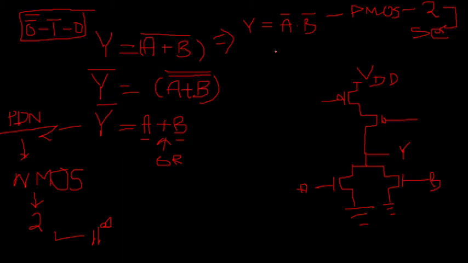So for pull-up network, what I told you is if A bar is there, you will give input as A, and if B bar is there, you will give input as B. The inputs get complemented because of this PMOS. PMOS is active low. That means whenever input is low, it behaves as high, and whenever input is high, it behaves as low. So this completes your CMOS two input NOR implementation.